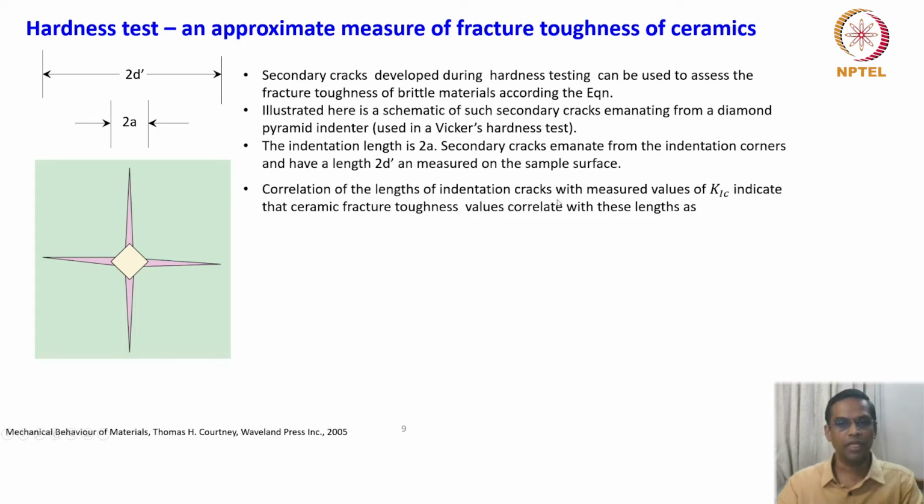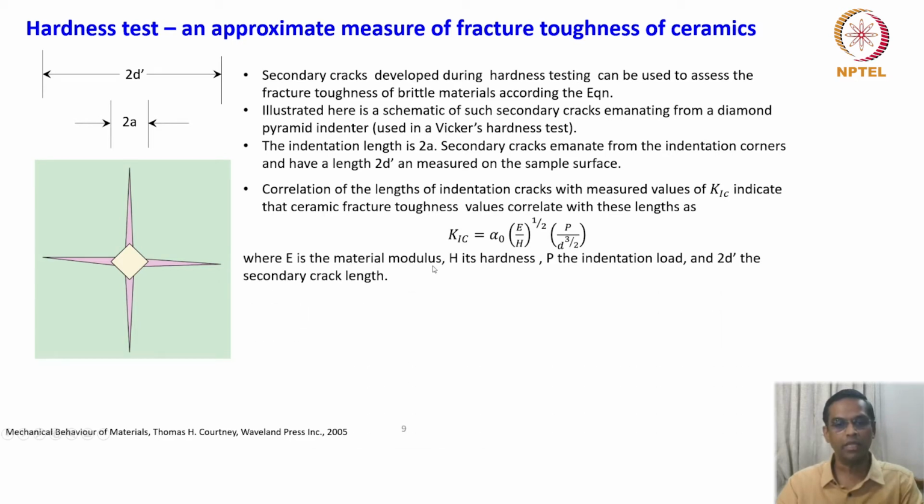Correlation of the lengths of indentation cracks with measured values of K1C indicates that ceramic fracture toughness values correlate with these lengths as K1C. K1C is equal to alpha naught into (E by H) to the power half into P by d prime to the power 3 by 2, where E is the material modulus, H its hardness, P the indentation load, and 2d prime the secondary crack length.